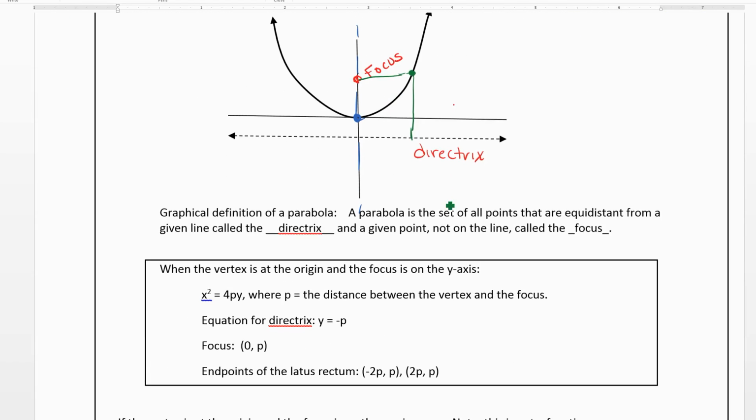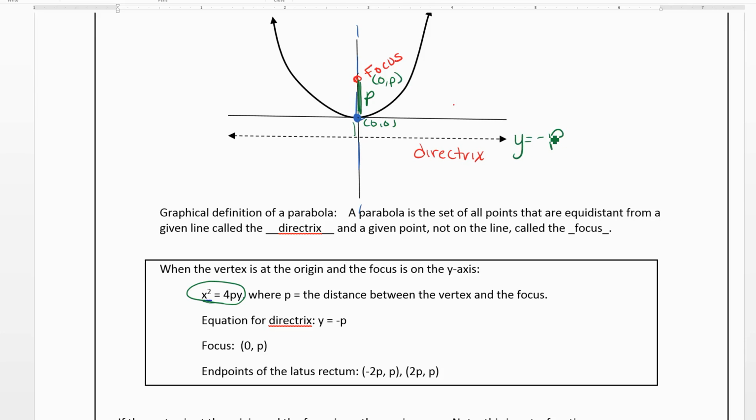So when the vertex is at the origin like this and the focus is on the y-axis, we'll just have the equation x squared equals 4py, where p is the distance between the vertex and the focus. So we're saying this distance right here is p. So the equation for the directrix, this is at 0, 0. That means if we've gone up, this is at 0, p, and we've gone down by p. So this would be the line y equals negative p.